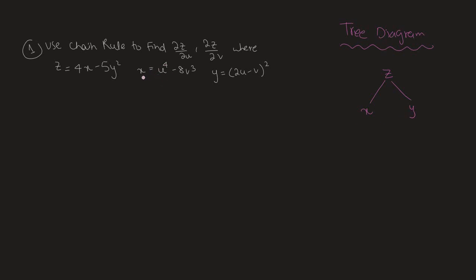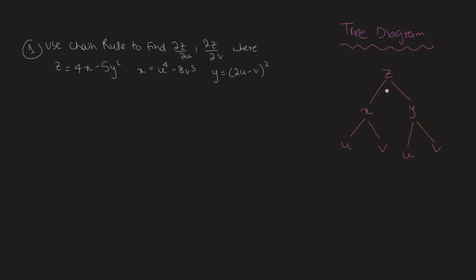And then you go to x, and here you see x is a function of two variables u and v. Okay, so you write it over here. So x is a function of u and x is also a function of v. And then you go to y. So y is a function of two variables as well, and it has u and v. So y has u and v as well.